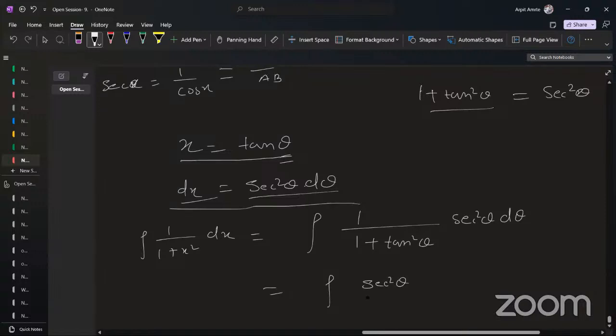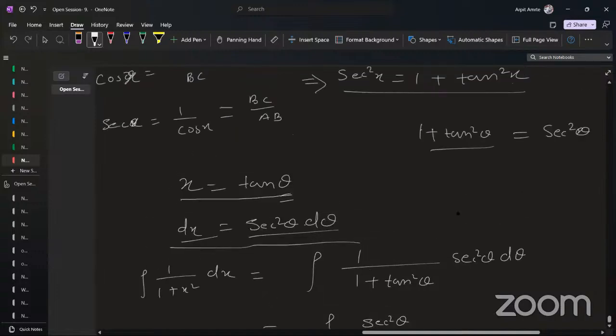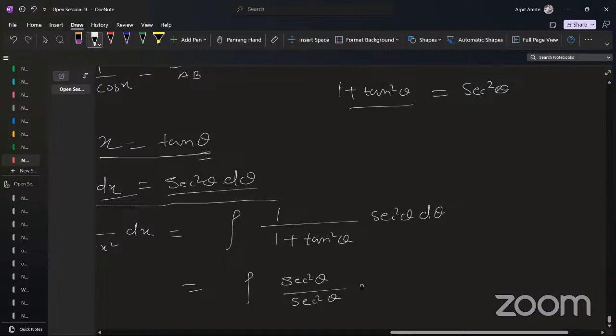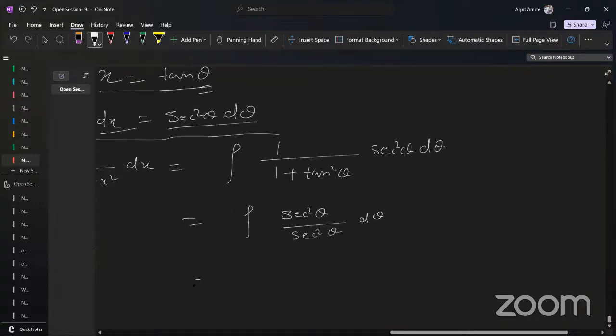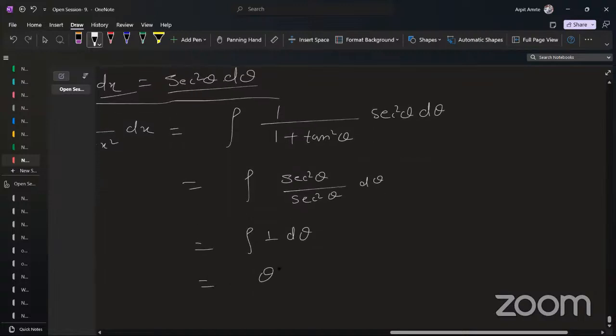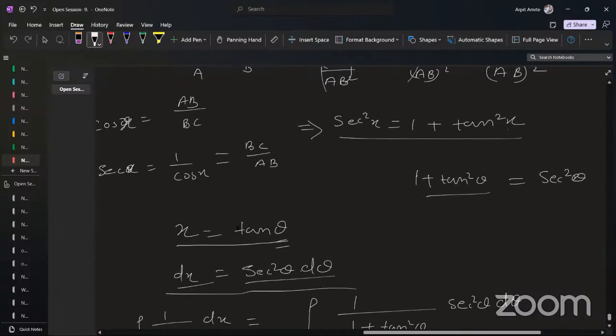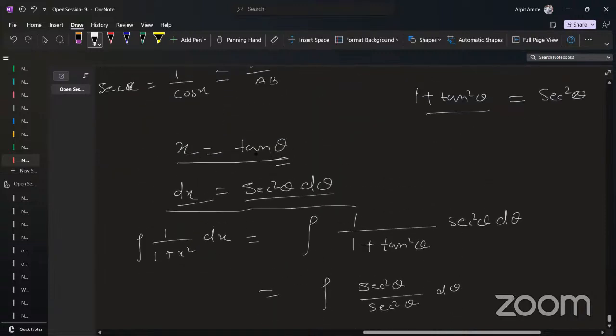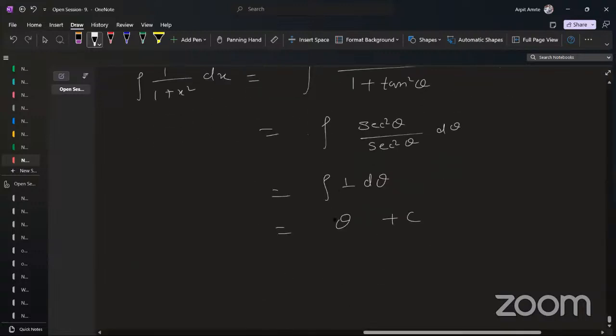It will be sec square theta divided by 1 plus tan square theta, which is what? Sec square theta. So it will become sec square theta d theta. So what will it be? 1 into d theta, which is theta only. So theta plus constant. What is the value of theta? If x equals tan theta, then theta equals tan inverse x. So it will be basically tan inverse x plus c.